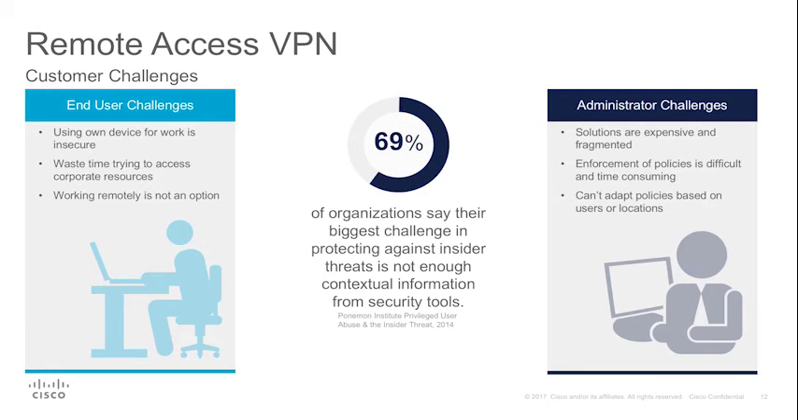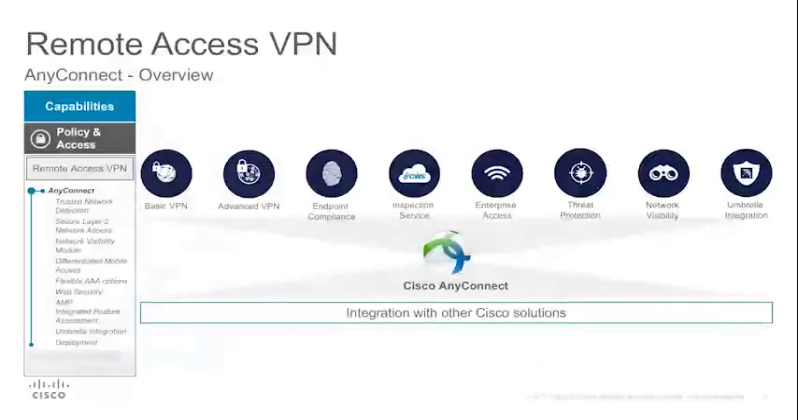Cisco addresses these issues with AnyConnect. AnyConnect is a unified agent that combines posture check and authentication across wired, wireless, and VPN networks. It is more than just a VPN that grants network access to remote users.